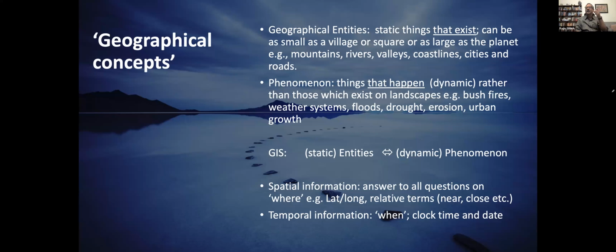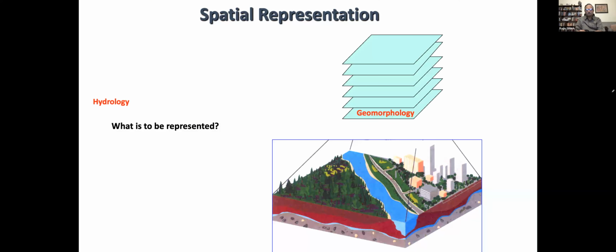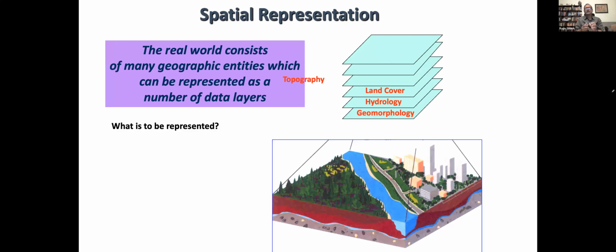When did the urban growth in a given area start? All of these questions can be answered by looking at or analyzing the kind of data which we have in a GIS format. So let's try to understand what are we representing, okay?